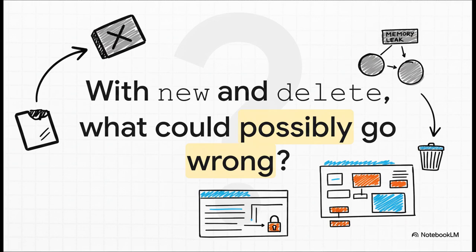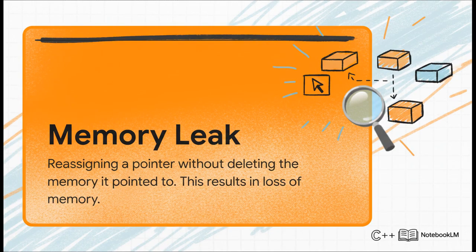Sounds pretty straightforward, doesn't it? It's a powerful system for sure, but with great power comes, well, you know the rest. And here, it means there are some serious ways this can all go horribly wrong. First up, the big one, the memory leak. This is nasty. It's what happens when you grab some memory from the heap using new, but then you somehow lose the pointer, the address to that memory.